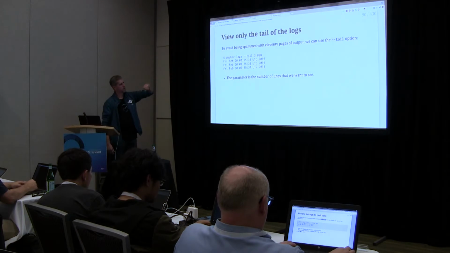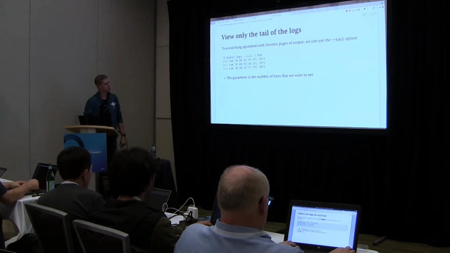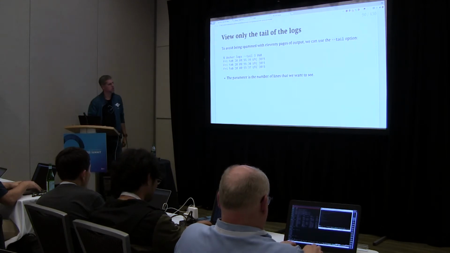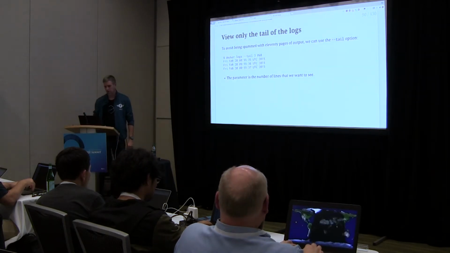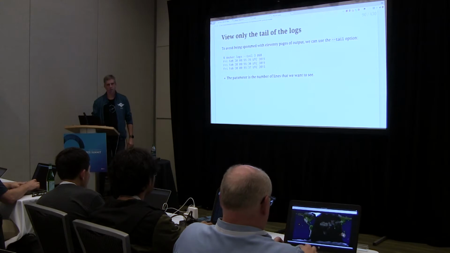We can do things like tail. So docker logs --tail 3 shows me, again, the last 3 lines of the log. You can also do dash, yes?